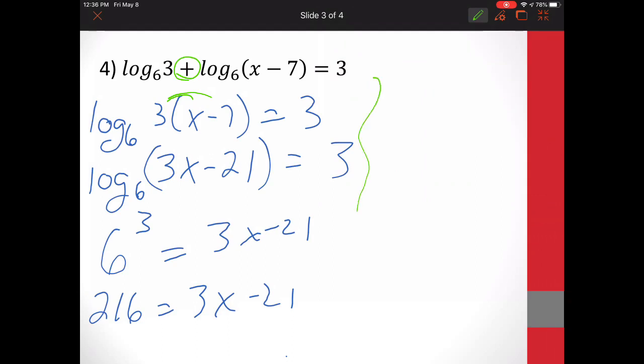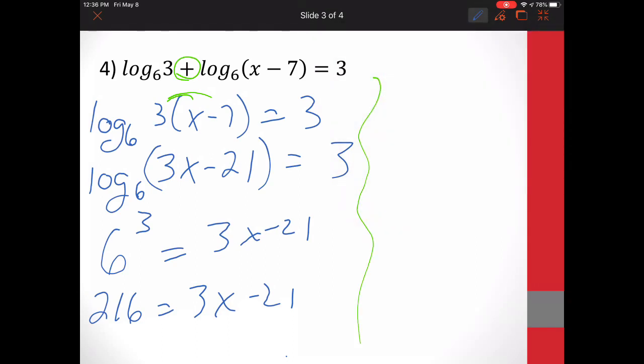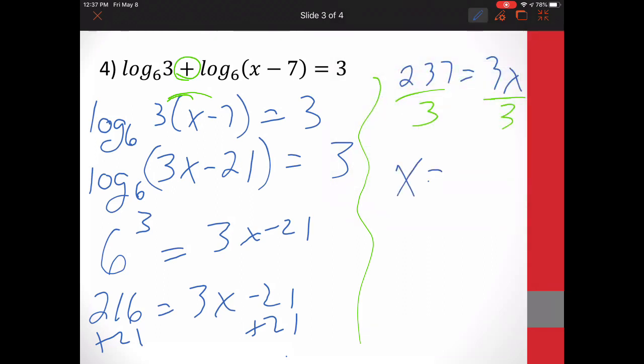Again, coming over here. That's why I left more room on this one because I need it. So we're going to add 21, and you're going to get 237 equals 3x. And of course, divide by 3 and put that in your calculator. You'll get x equals 79. All right, so that's really all I have for you today on this one.